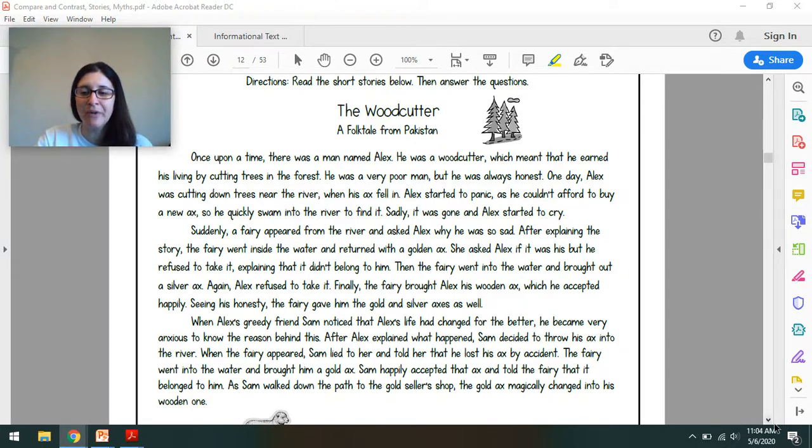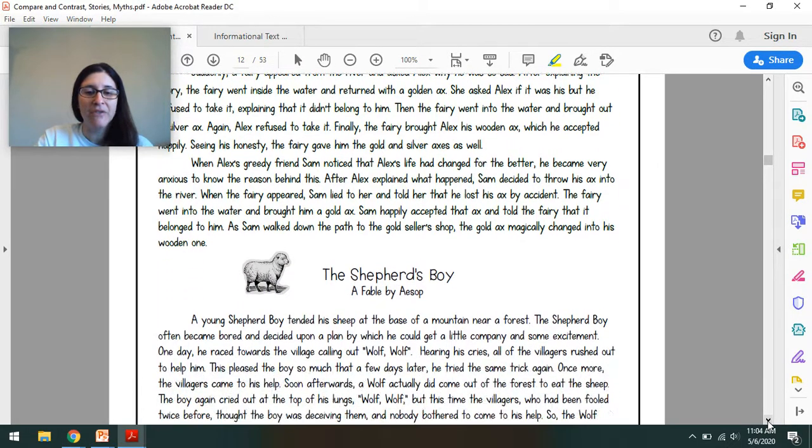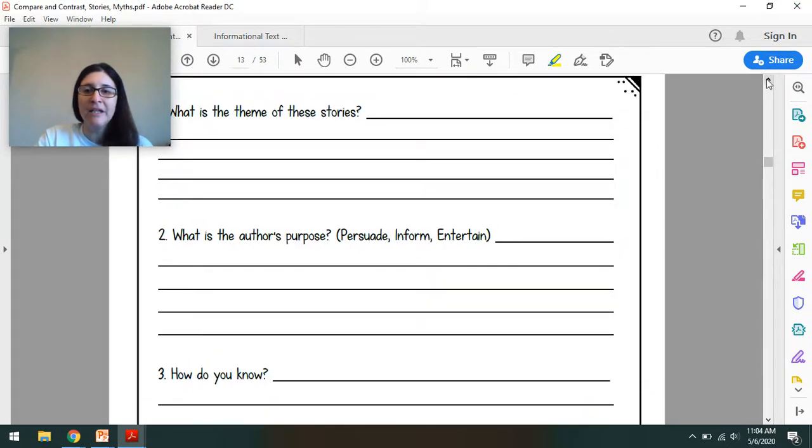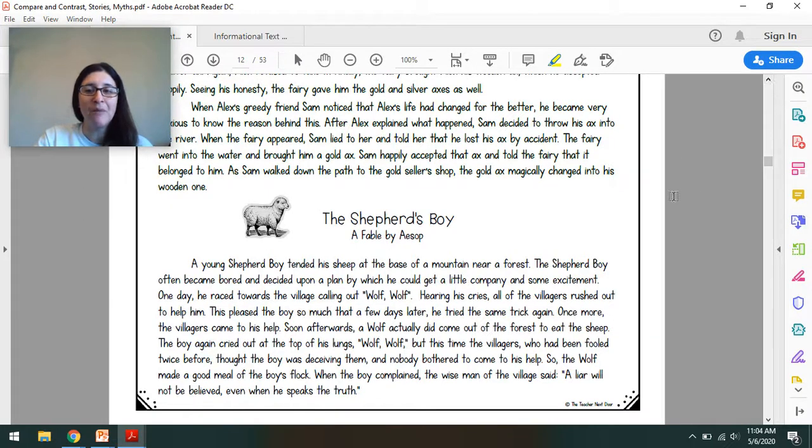Now, this other story we are going to read is called The Shepherd's Boy, and it is a fable by Aesop.